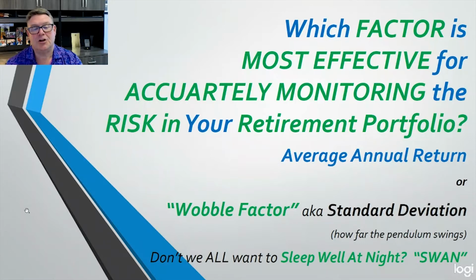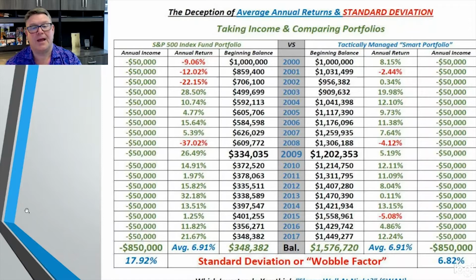So let's take a look at this chart, and we're going to show you two portfolios. Both start with $1 million. These people are retired. They both need money to live on now, so they're both going to begin pulling $50,000 a year, or 5%, which is a little rich in this environment, out of these portfolios.